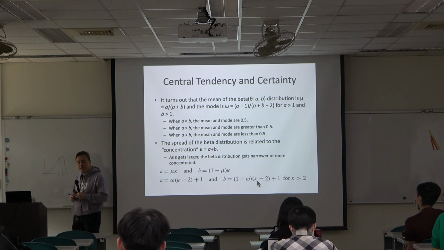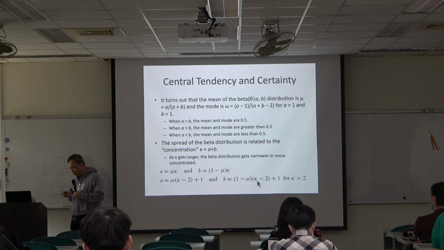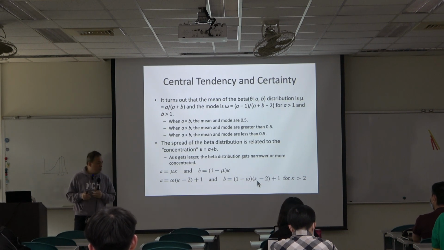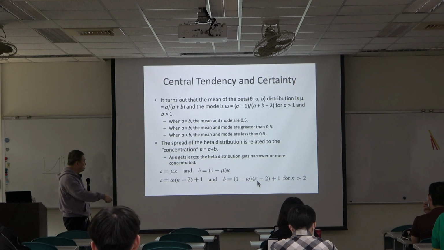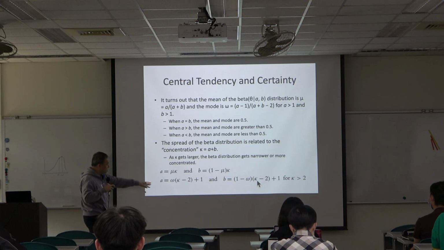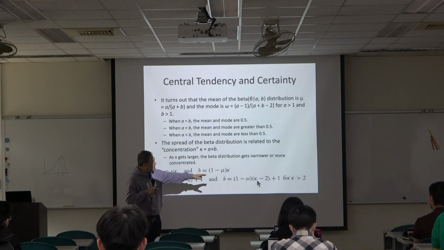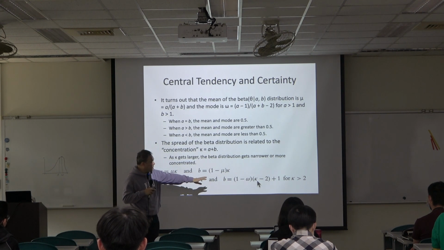If you have omega and kappa, we also have a formula that tells you how to set up your A and B. Omega times (kappa minus 2) plus 1 is your A, and you can set B to be 1 minus omega times (kappa minus 2) plus 1.